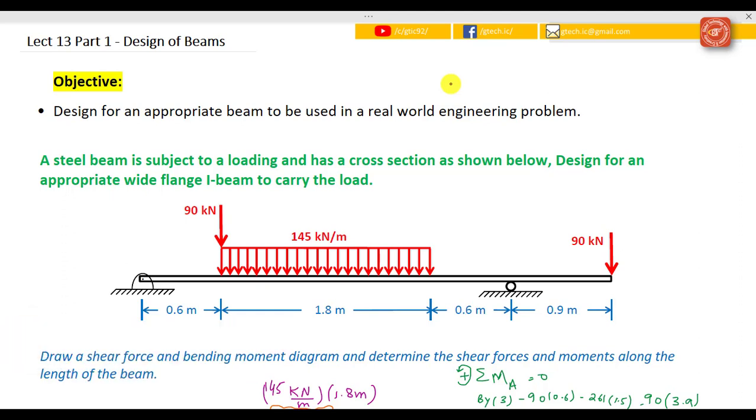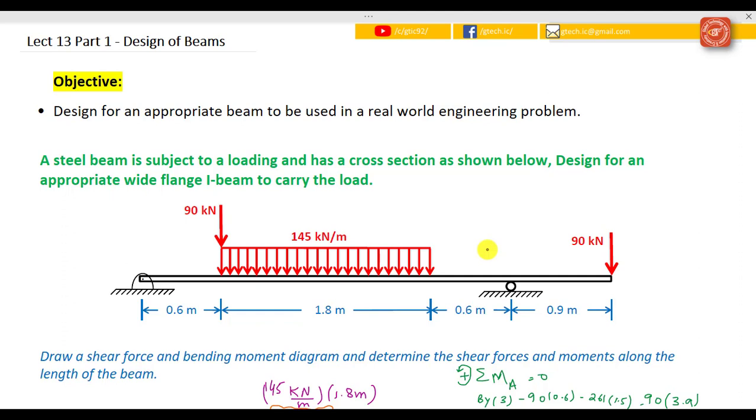In this video lecture, we start lecture number 13, that is design of beams. We are going to design an appropriate beam to be used in a real world engineering problem. Let's say that we have some loading and we want to design the beam. So we have a steel beam that is subjected to the loading below and want to design an appropriate wide flange I-beam to carry that load.